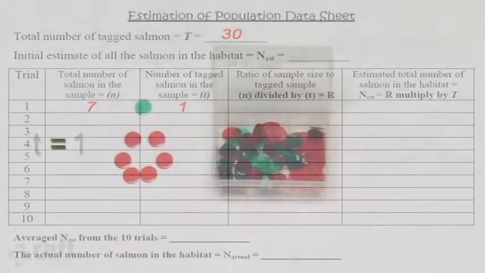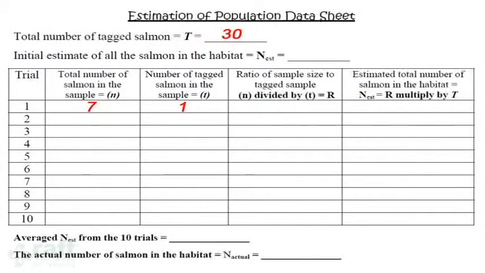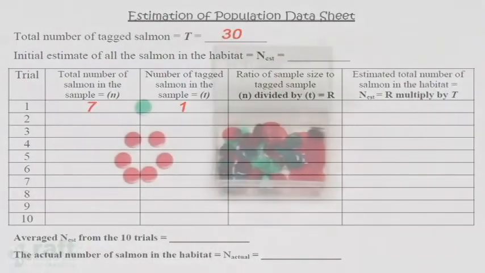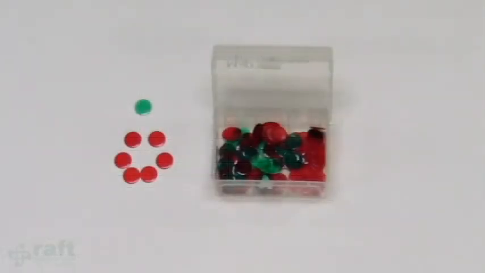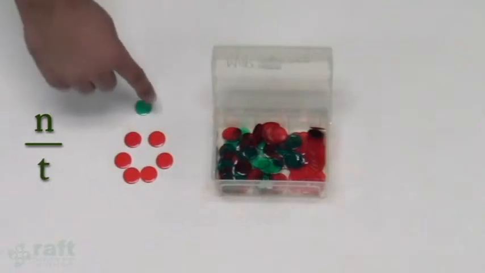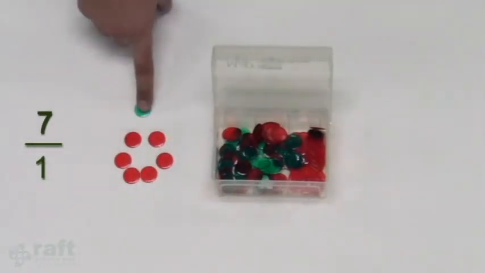So I'd record those numbers in the data table, and then in another column they're going to ask you to write it as a ratio, and in this case it's going to be N over T, which would be 7 over 1.